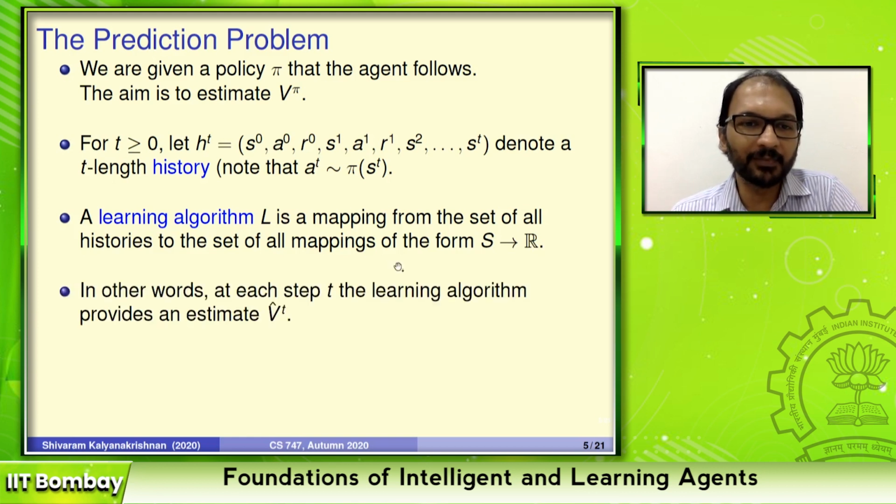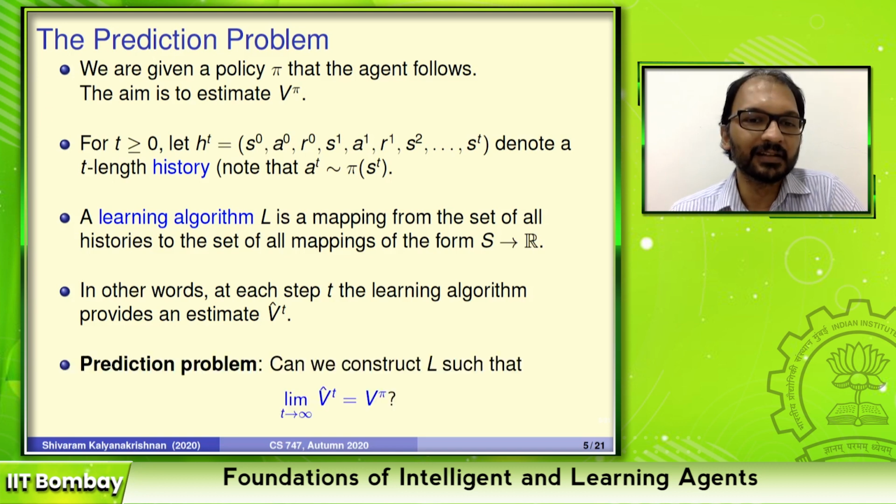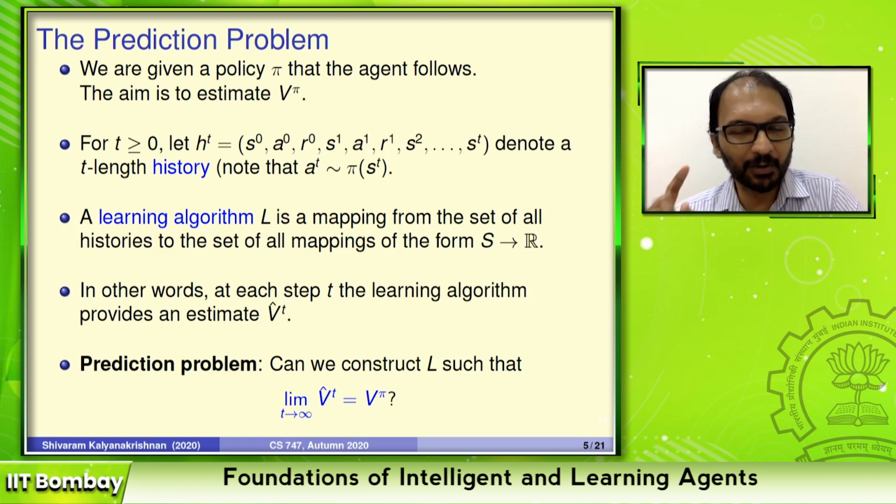At any point of time, what the agent does based on history is it gives an estimate of v pi. Let's just call that v hat t. After t steps of interaction, it's got an estimate. Let that estimate be v hat t. So the question is, and this is the prediction problem, can we have a learning algorithm L that assures us that v hat t, in the limit of t going to infinity, will converge to v pi? We want that with more and more experience, you're able to put your finger exactly on what the underlying v pi is.